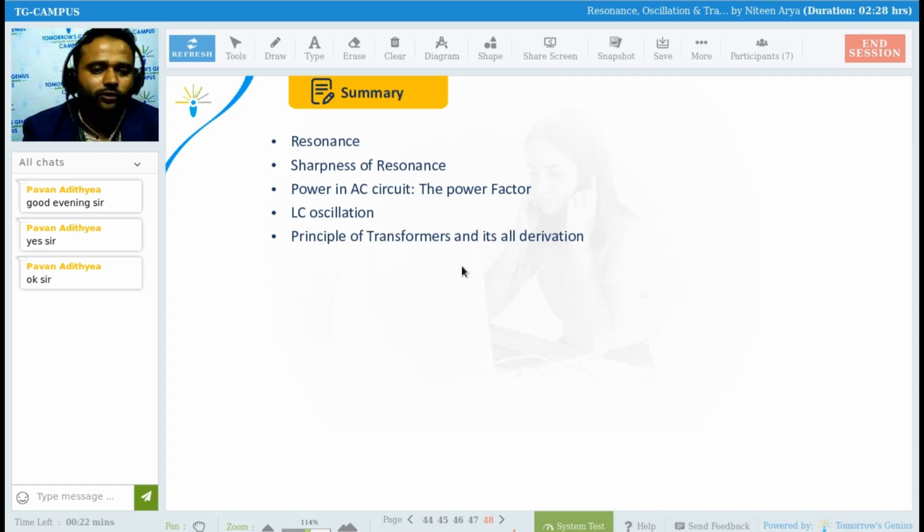In the next class, which is Friday's class, we are going to discuss the DRS of this particular chapter. DRS means chapter assessment. So what important things did we do in this class? Resonance, sharpness of resonance, power in AC circuit, power factor, LC oscillation, and principle of transformer and all its derivations.